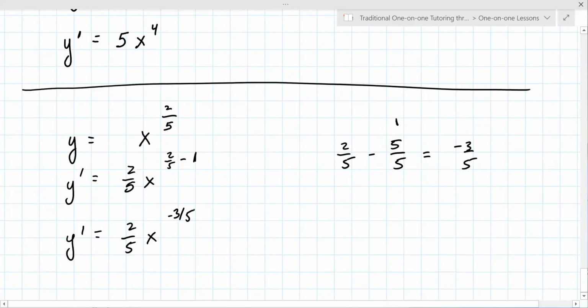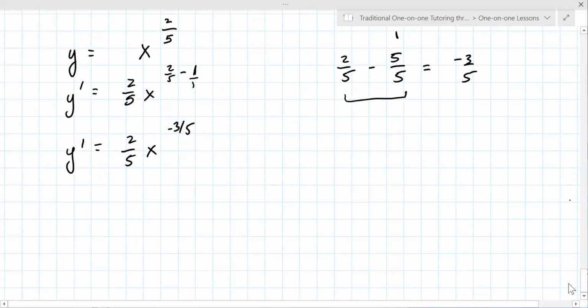How did you subtract the fractions? 2 over 5 minus 5 over 5? Yes. Okay, I got it.